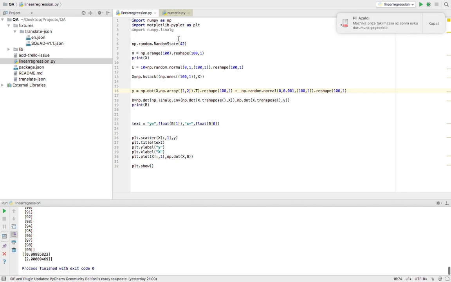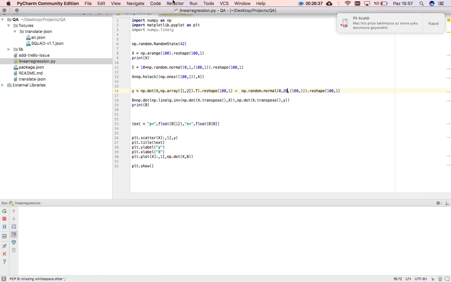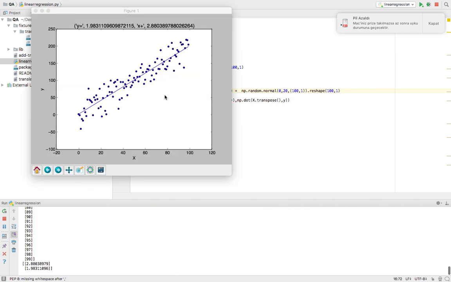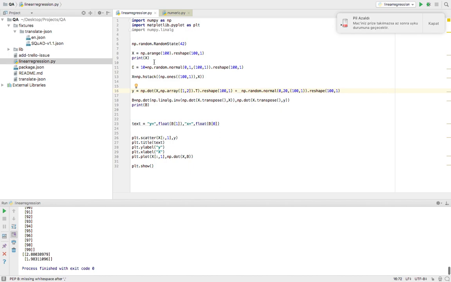But if you increase it, you see that the slope is not largely affected, but the intercept is largely affected. So this is what we observe from the linear regression.